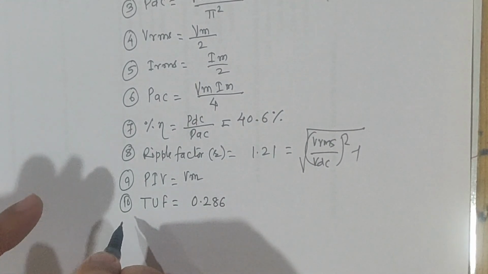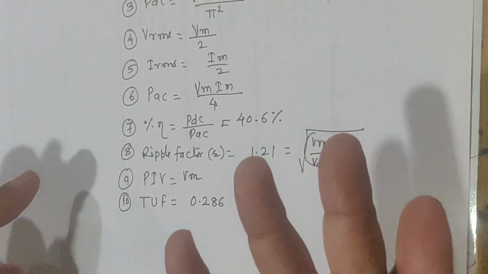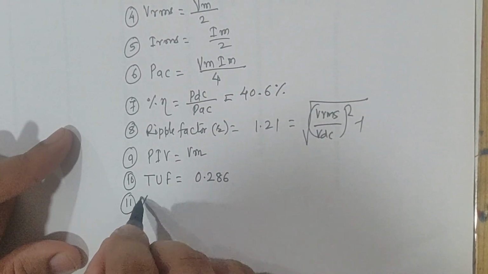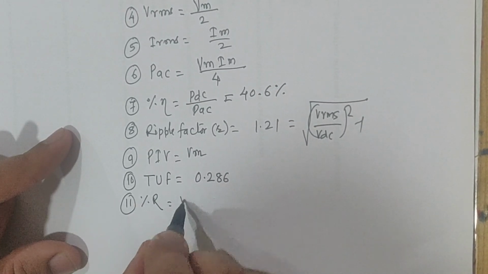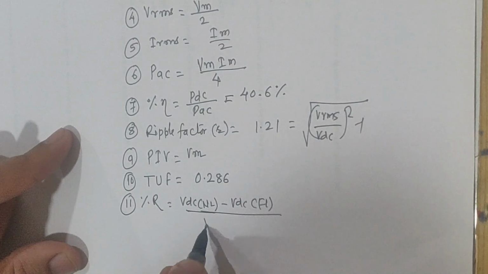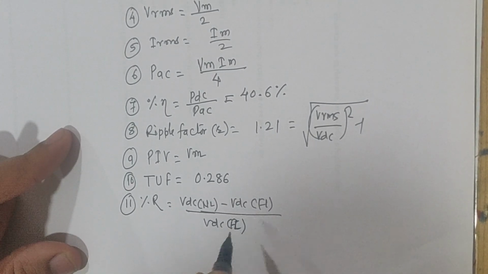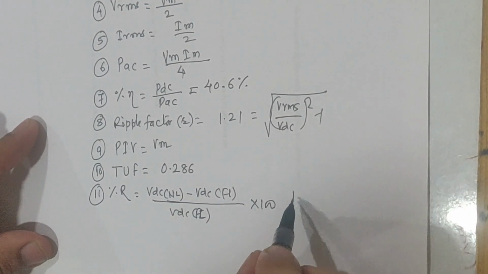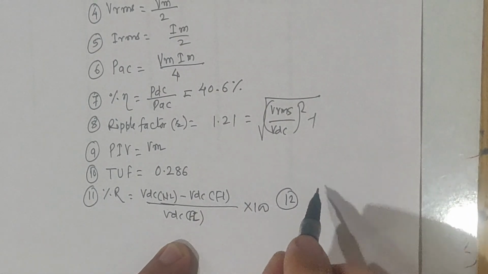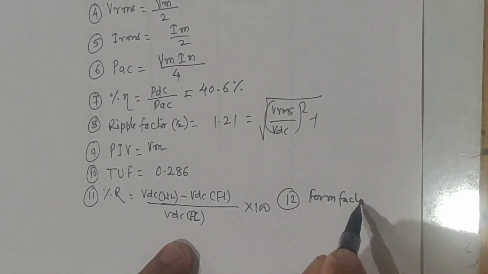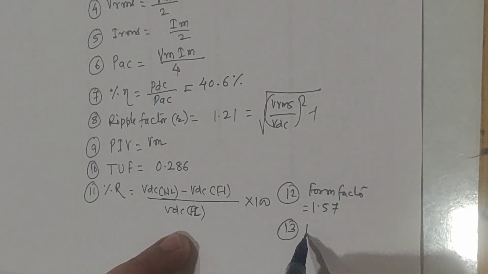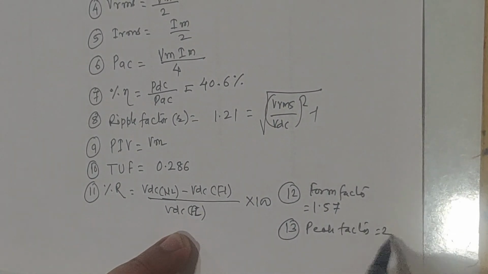That is, actually what we applied to the transformer and how much of it is converted to DC, that is the transformer utilization factor. Then we calculated percentage regulation: VDC no load minus VDC full load, upon VDC full load, into 100%. Then we had the last parameters: the form factor, whose value comes out to be 1.57, and the last one is the peak factor, whose value came out to be 2.